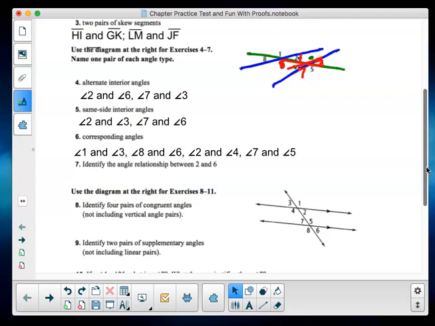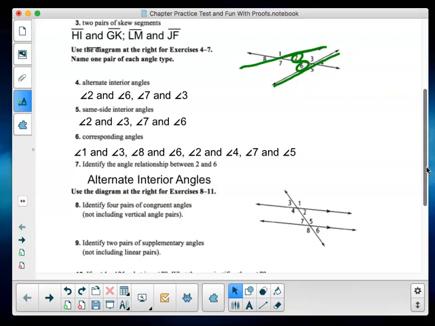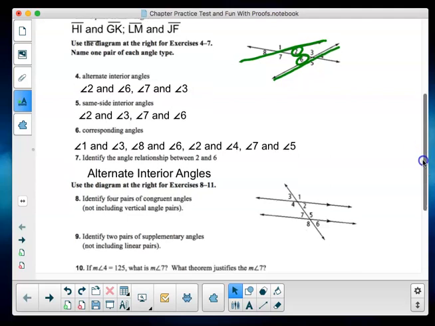Now I'm supposed to identify the angle relationship between 2 and 6. Well, if I think about the angle relationship between angle 2 and angle 6, those are alternate interiors. So I have alternate interior angles. And remember, these are names of angles even if the lines are not parallel, or if I'm not proving them parallel. That's just what their names were in section 3.1.